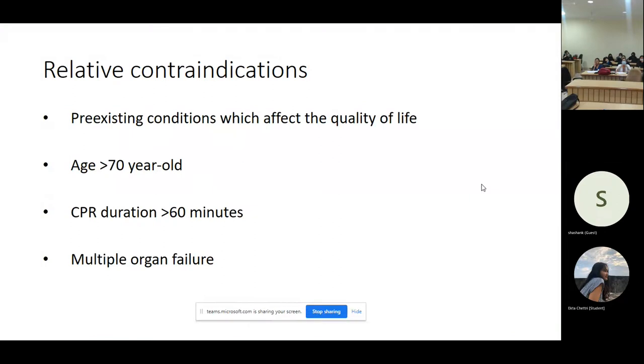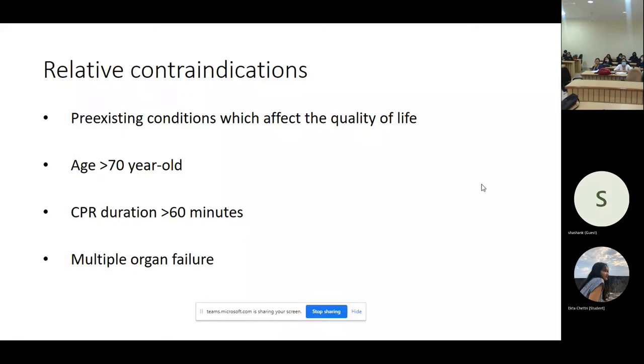In relative contraindications, pre-existing conditions which may affect the quality of life should be considered before putting a patient on ECMO. When we put a patient on ECMO, he will be connected to multiple lines and tubes. Talking about multiple lines and tubes, the two main cannulations will be in large veins and arteries. Then the patient's arterial blood pressure will be monitored.